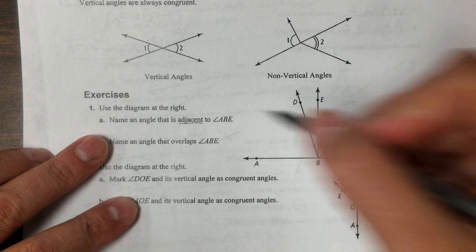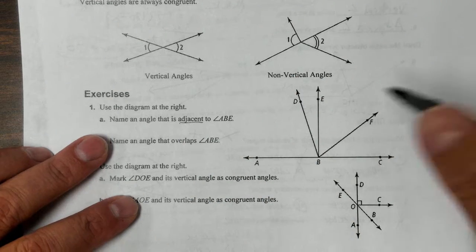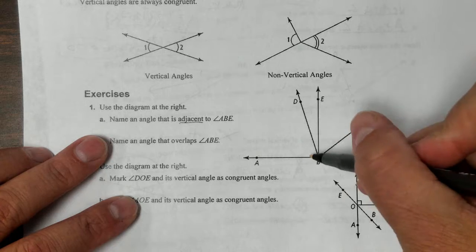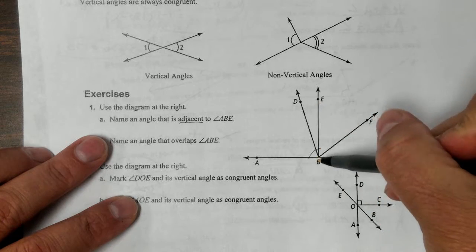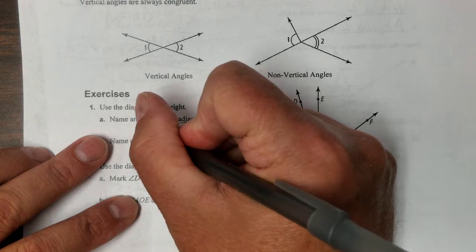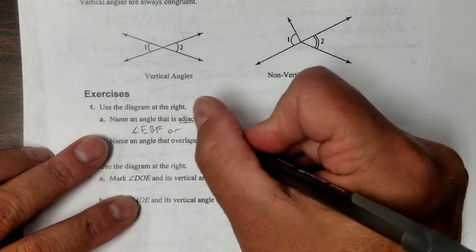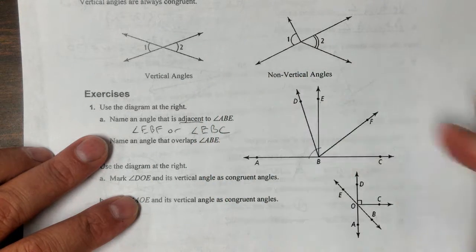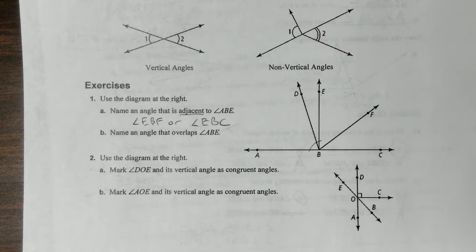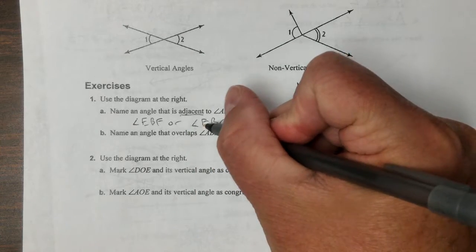If it's adjacent, then two of the letters have to stay the same. So if it's ABE, which is this one, then it will be EBF, or EBC. Either of those would work. Any questions on one? EBF or EBC?